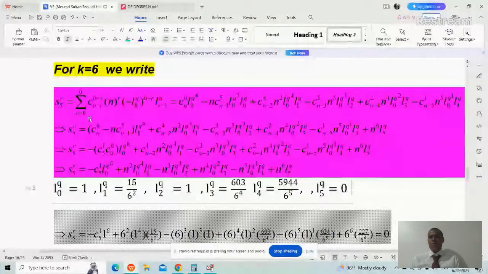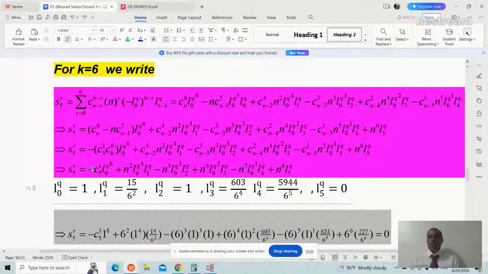For S5, you should put K equals 6 and write your own formula. It will be S5 equals the sum from R equals 0 to 6 of the combination 6 minus R, n raised to the power R, between parentheses, negative 0 for the Q raised to the power 6 minus R, L R minus 1 for the Q. When expanding this formula, or replacing R with 0, then 1, then 2, then 3, up to 6, you will get the last formula. This one has been simplified, or written in its lowest terms.